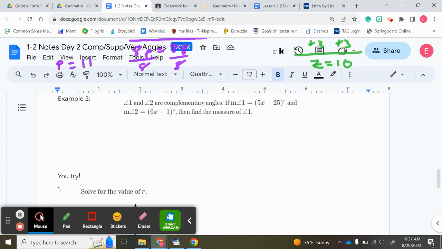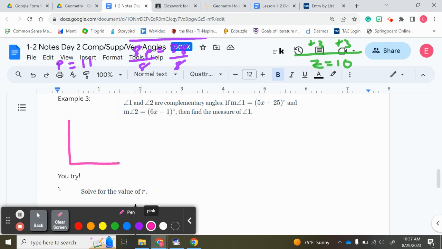All right, example 3. Angle 1 and angle 2 are complementary angles. If the measure of angle 1 equals 5x plus 25, and the measure of angle 2 equals 6x minus 1, then find the measure of angle 1. All right, so in this case, best idea is to draw a picture. Now, they're not giving us letters to work with, but they are telling us it's a right angle because it's complementary. And we are going to have this ray coming off. So here's angle 1. And let's just say this is angle 2. It does not have to be an exact drawing. It just needs to be some sort of representation to help us solve.